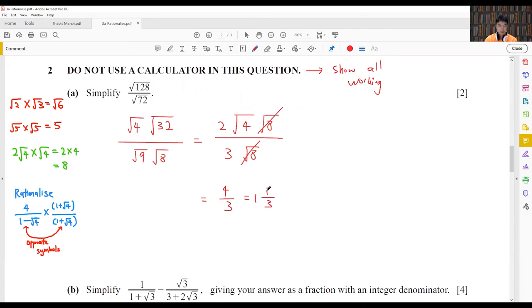Done. Okay, and then just so you know that your answer is correct, use your calculator, √128 divided by √72, and indeed we have gotten 1 and 1 over 3. So you know that your answer is absolutely correct.